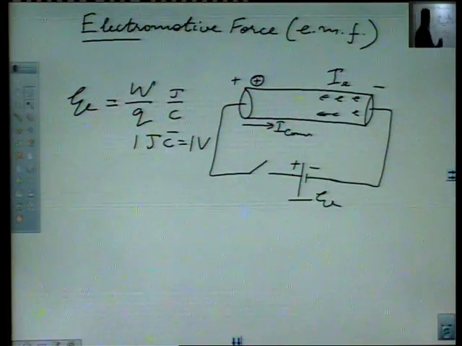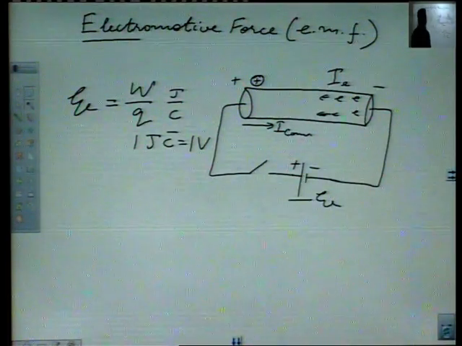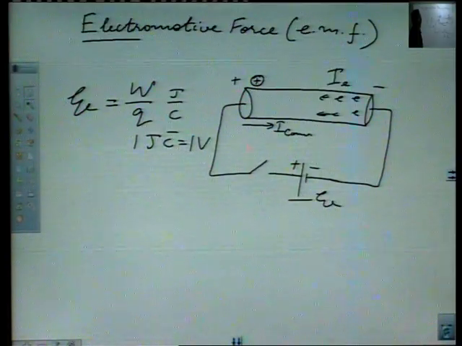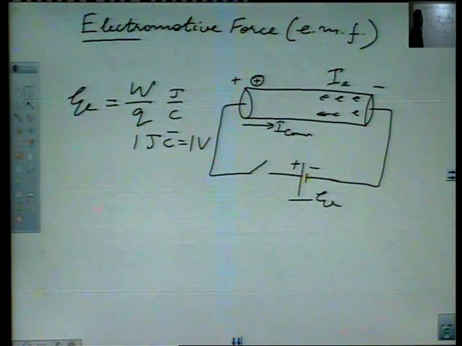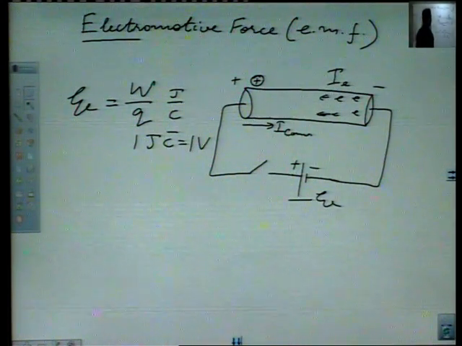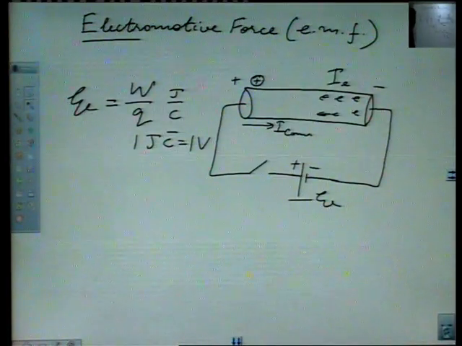So, there is another way to define EMF: it is the potential difference between the ends of a source of EMF when no current is flowing through the circuit. So, this is called EMF.